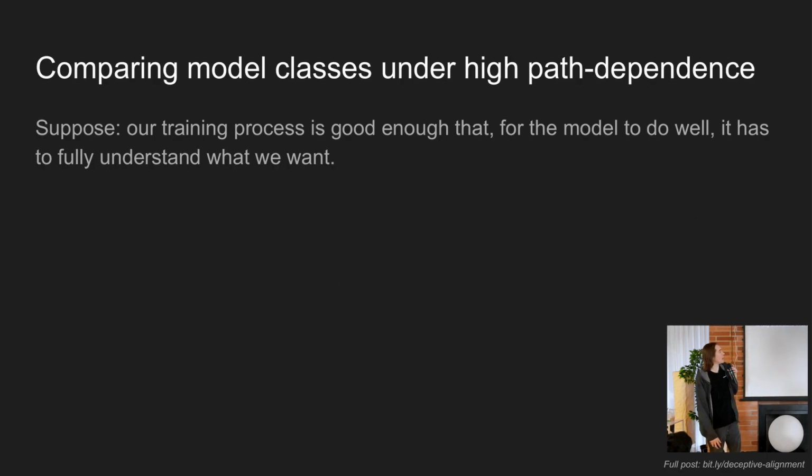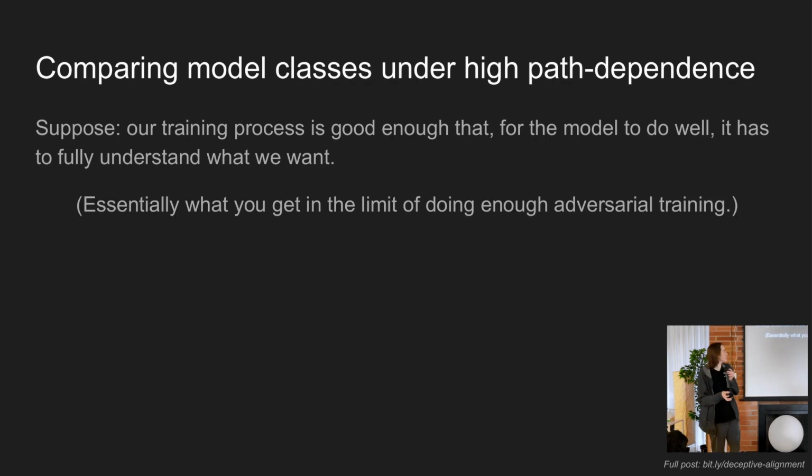Okay, so we need to get a couple of things out of the way in terms of how we're going to be comparing various different model classes here. We're going to suppose that our training process is good enough that for our model to do a good job, it has to fully understand the thing that we want. This is very similar to what we talked about at the end of the last lecture about the limit of adversarial training, where if we can give it enough examples of different possible situations that it could be in, we can eventually get down to only a small section of possible algorithms that are able to fit all of the examples we can give them.